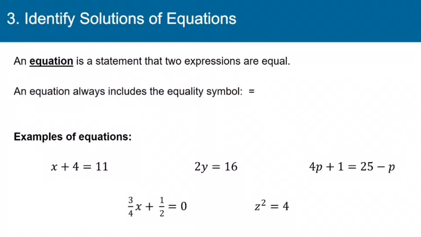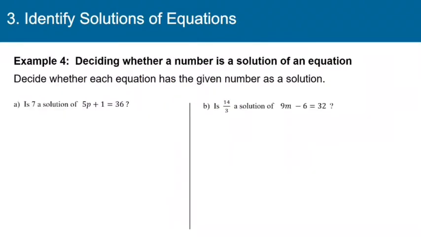Right now, all they're going to do is give us a number and ask us if that number can make the equation true. In other words, they'll ask us, can this number be a solution of the equation? So let's look at example 4. It says decide whether each equation has the given number as a solution. Okay, so part A says, is 7 a solution of 5p plus 1 equals 36? In other words, if p equals 7, does that make the equation true?